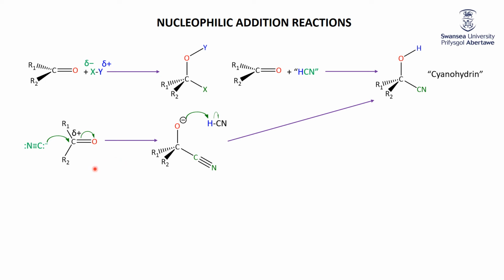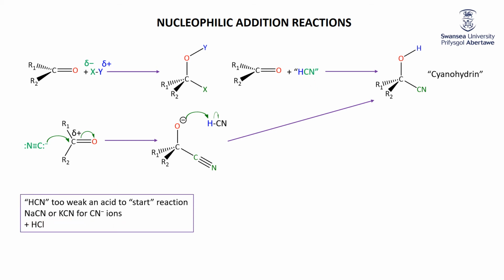Now, a quick synthetic note about this. HCN is a terribly, terribly weak acid. So you can't just take a bottle of HCN off the shelf and stick it in with a carbonyl compound. Rather, what you do is you take sodium or potassium cyanide in there to provide the CN minus ions, and then you add some HCl to acidify the whole thing, thus making, in quotes, HCN, because it's really not HCN, it's CN minus coming from sodium cyanide or potassium cyanide, and the H comes from a strong acid like HCl. But anyway, cyanohydrin, a nice example of a nucleophilic addition.